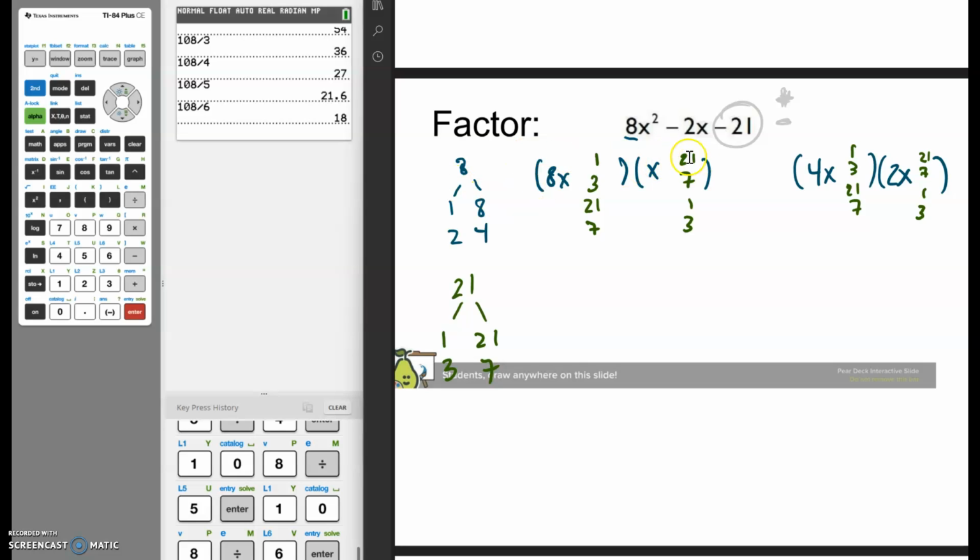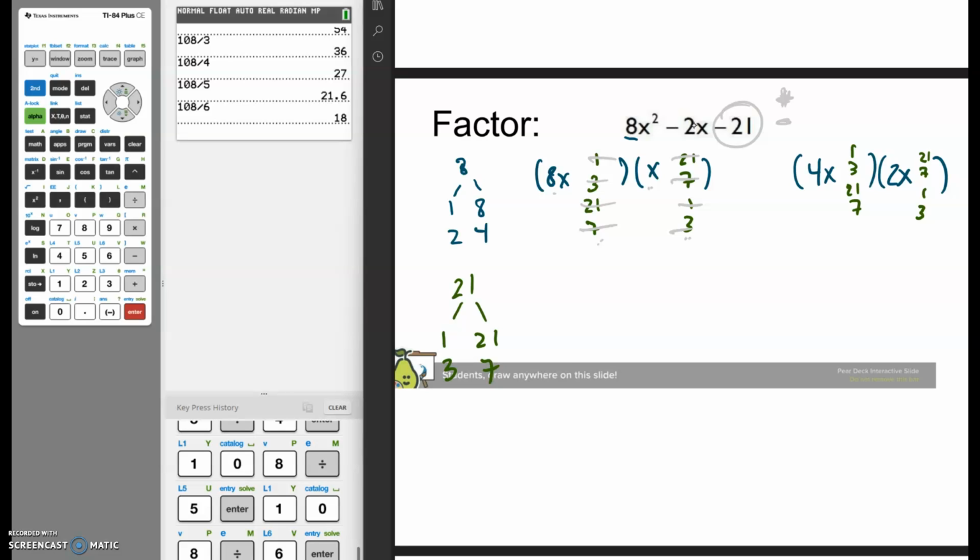So 8 times 21, that's way too big. That's not going to get us 2. So I'm going to cross those out. 8 times 7 is 56. I don't think we're going to be able to get to 2 from that one. 8 times 1 is 8. 21 times x. 8 and 21, I can't get 2. 8 times 3 is 24. 7 times x is 7x. 24 and 7 can't get 2.